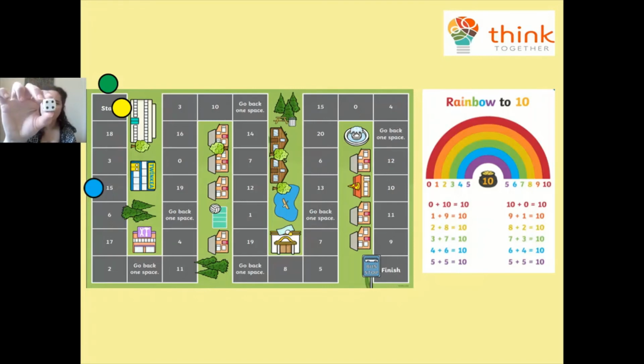What number is this? Fantastic, it's number 4. Let's see where that's going to land. 1, 2, 3, 4. It's going to land here. So let me move my counter. There we go. Right, that is on which number? Brilliant, it's on number 6.